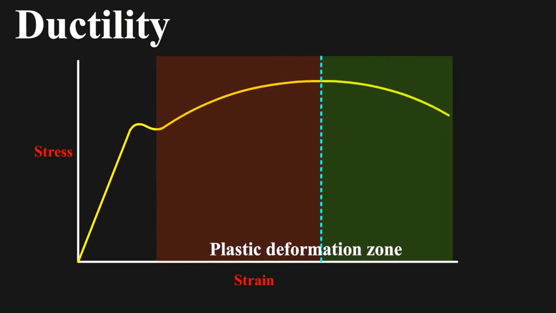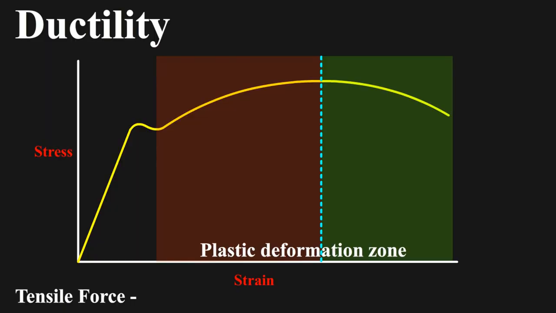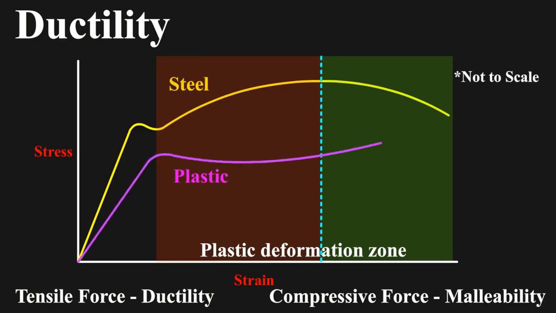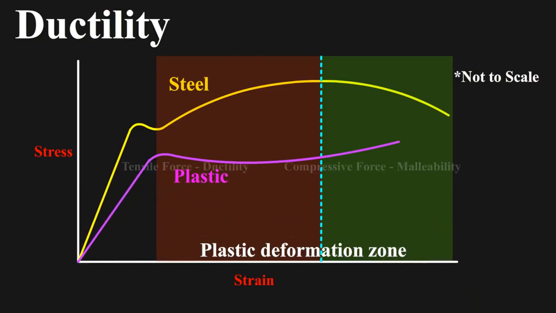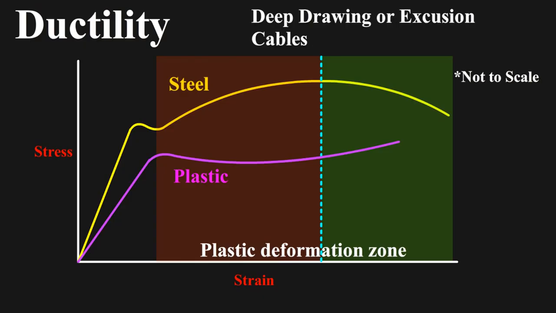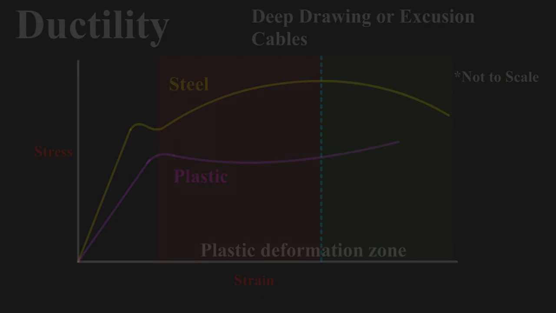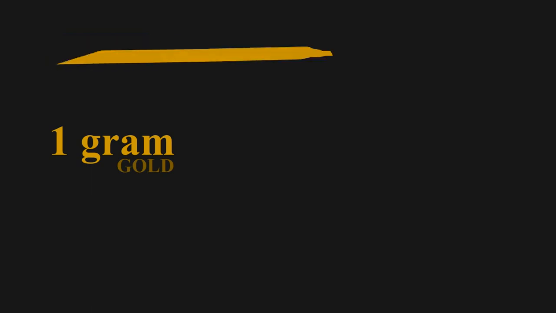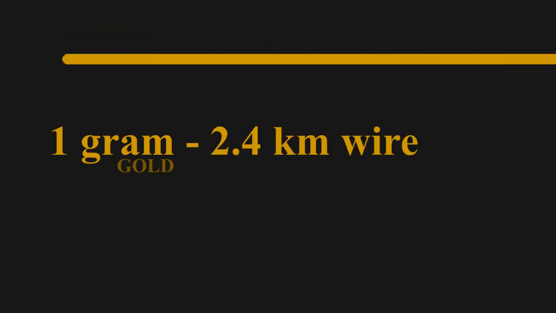Here, I want to clarify one thing: this curve basically indicates plastic deformation. So, if you are considering tensile force or stress, consider it as ductility, while for compressive force, consider it as malleability. If you see it for steel or plastic, both of them have a long curve, which means they have a lot of ductility and malleability. That's why deep drawing or extrusion and making cables out of these materials is very common and very easy. There's one fun fact: 1 gram of gold can be so ductile that you can draw it into a wire 2.4 kilometers long.